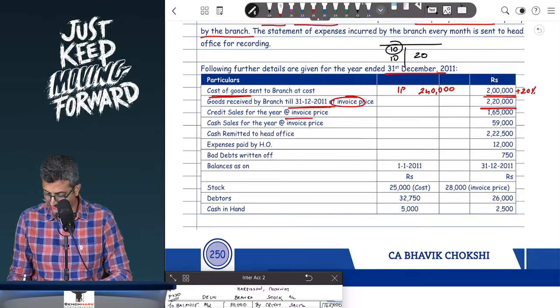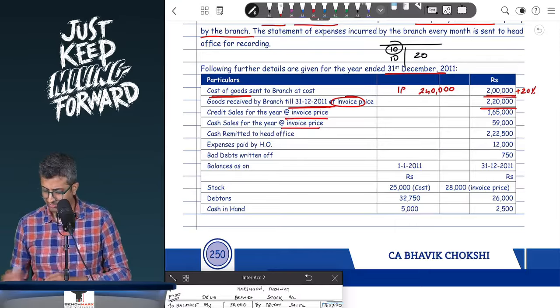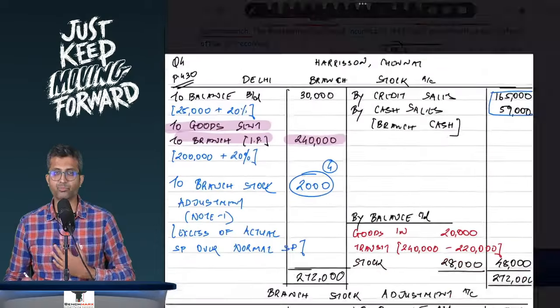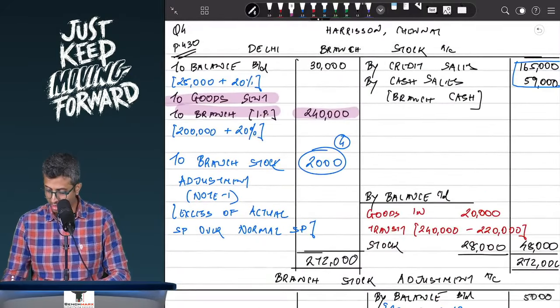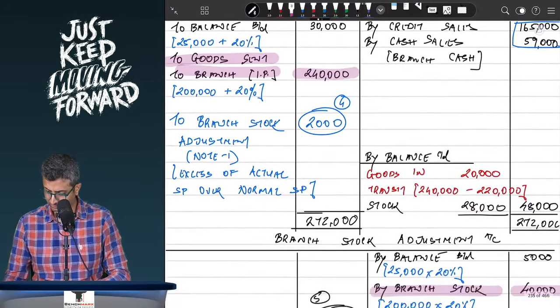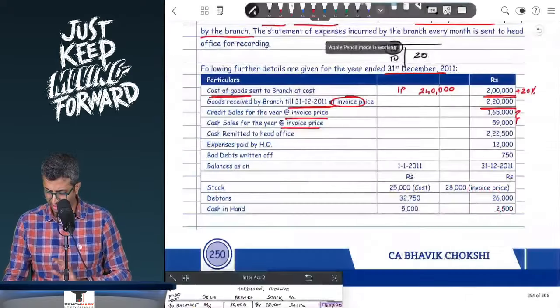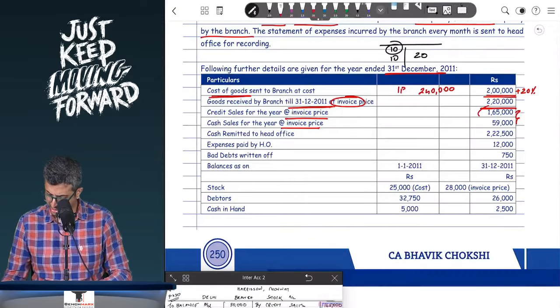Credit sales at invoice price 165, cash sales at invoice price 59. Both of these will be credited in the branch stock account. Credit sales 165, cash sales 59. Okay, so this is done.